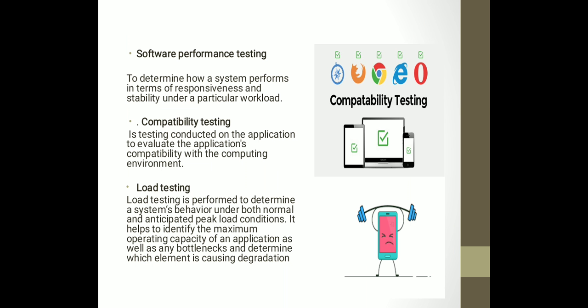Next one is software performance testing. We have to check the responsiveness and the stability under a particular workload. When a particular overload is given to the app, the response and the stability have to be checked. Compatibility testing: when the app is installed on a particular system, the compatibility of the app with the OS has to be checked. Load testing is performed under both normal and maximum peak load conditions, so the bottleneck of the workload can be found out.